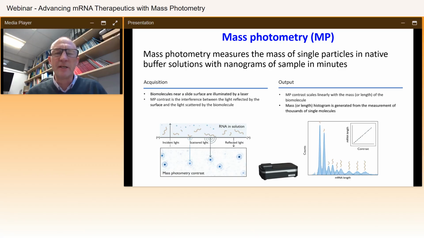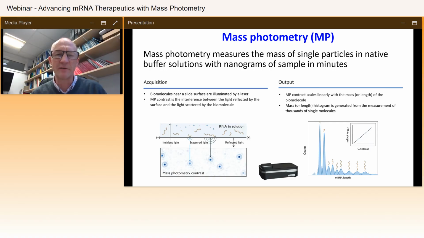Okay, let's start with a bit of an introduction to mass photometry. As I said before, we're really going to showcase how we've integrated this now to really characterize mRNA medicines. For those who are not too familiar with mass photometry, this is essentially a single particle technique. It operates in native buffer conditions, and it only requires very low amounts of RNA, nanograms of the biomolecule, and we can get information very rapidly in minutes.